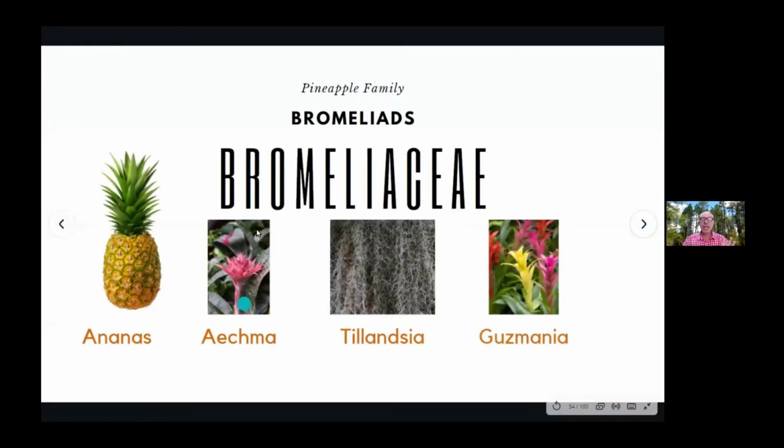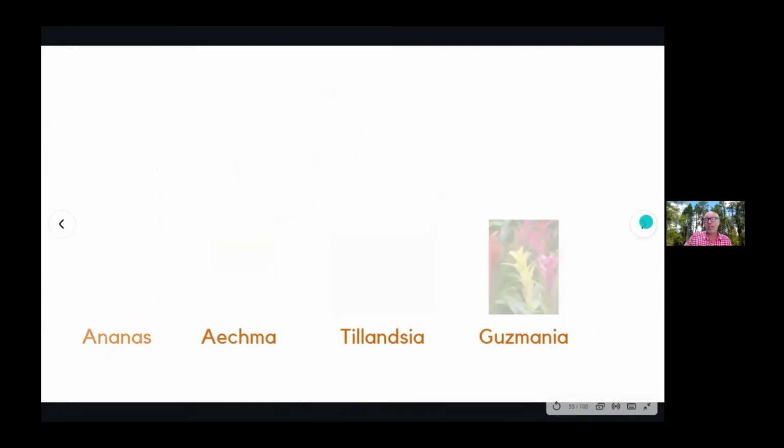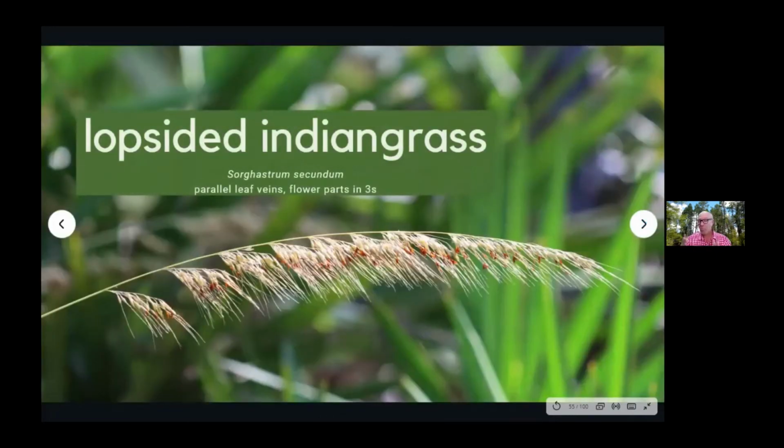Pineapples, this house plant called Aechmea, Spanish moss, Guzmania, another one of the flashy bromeliads. Even though they might not have easily recognized familial characteristics, these all hang together quite well in this one family, the Bromeliaceae, just like our cats with their morphology.